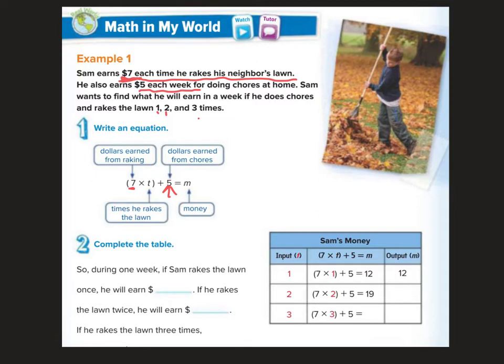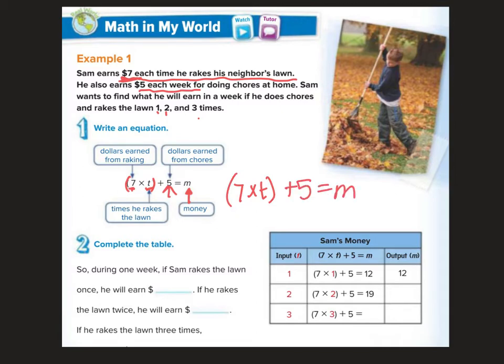Okay, so if I'm looking here, 7 times t, and then I put parentheses around it because I want to make sure those two stick together. And then also, the amount of money he earns at the end of the week is going to change based on how many times he mows his neighbor's lawn. Okay, so here's our equation. 7 times t, parentheses, plus 5 is equal to m.